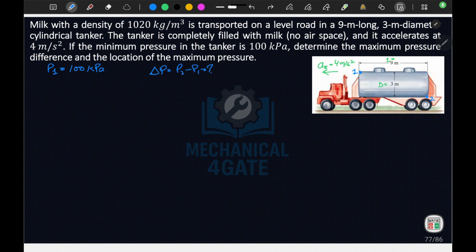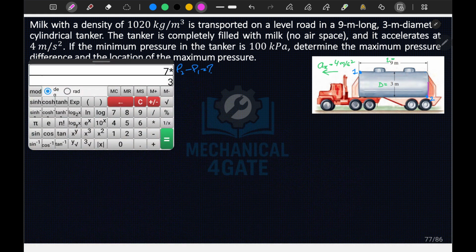Now let's take the coordinate system here. Let's say this axis is your z axis, this axis is your x axis, as in the last question. But this Ax we consider is in this direction.